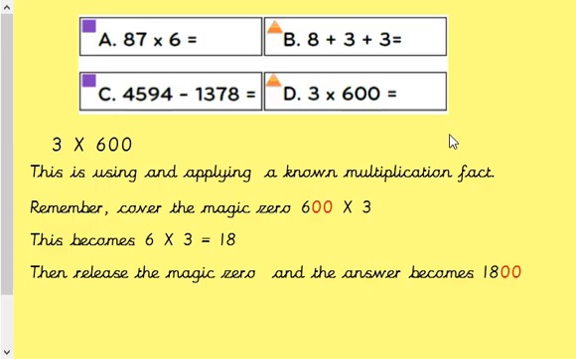Okay, first question we're going to look at this morning is question D, 3 times 600. And again, a bit like yesterday, this is using and applying a known multiplication fact. So remember, cover the magic zero, or magic zeros in this case, which leaves you with 6 times 3. So 6 3s are 18. Then release your magic zero, and the answer becomes 1,800.